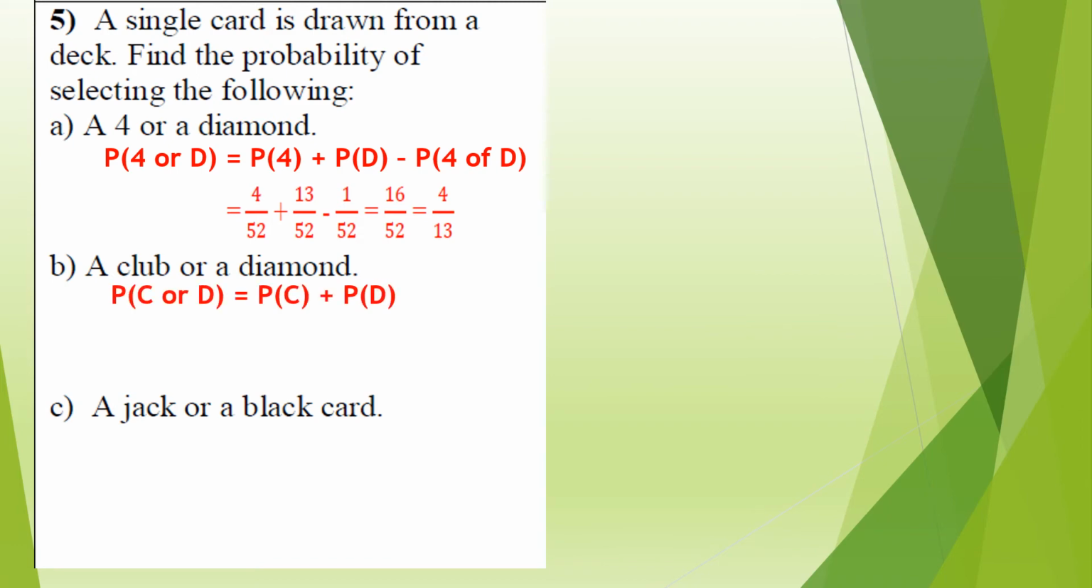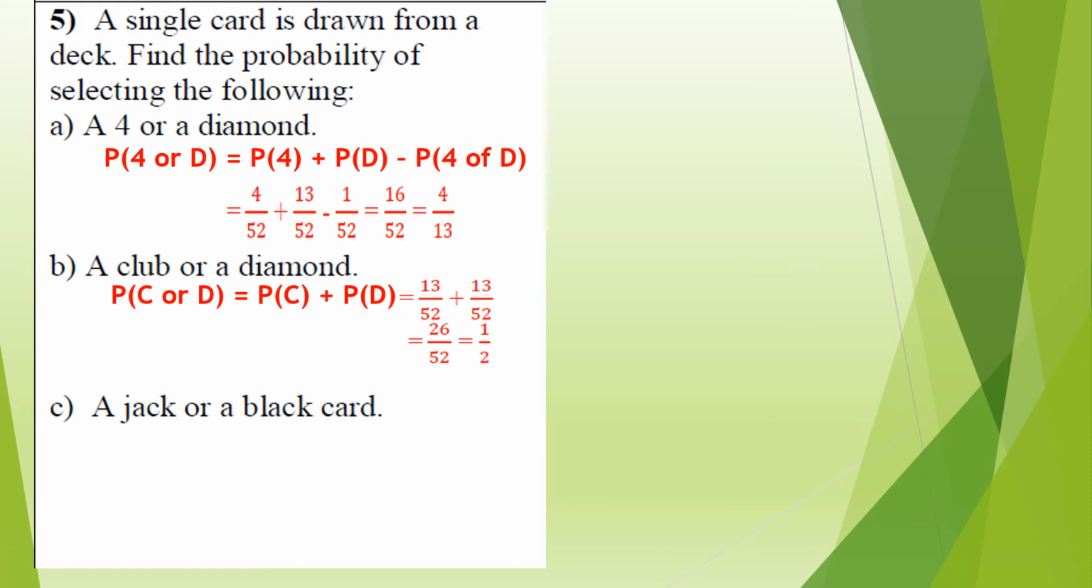A club or a diamond. So this is not mutually inclusive because they are separate. Therefore, the probability that it is a club is 13 over 52 and diamond is 13 over 52. So we have a total of 1/2.